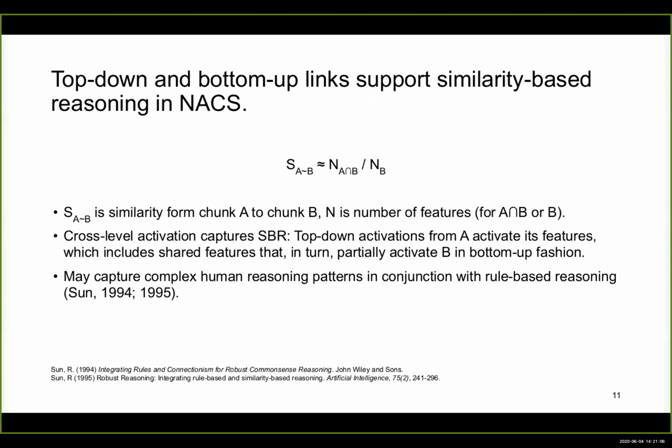An important consequence of the dual representational architecture is the ability to capture similarity-based reasoning. The way this works in Clarion is that a chunk node, let's say A, gets activated. Top-down flow from this chunk activates its features, including features that may be shared with some chunk node B. Then these shared features partially or totally activate B, depending on what features are included in B, in a bottom-up fashion. The end result is that the activation of B due to chunk A is essentially the product of the activation of chunk A with the similarity from A to B, as given by the equation on the slide.